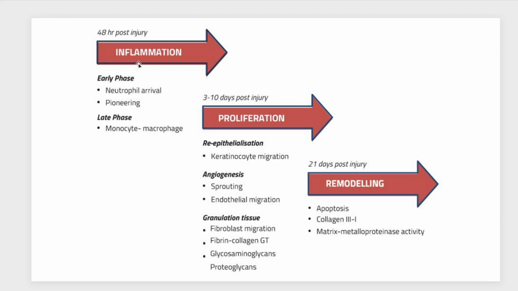So that's what we see here. Inflammation in that early phase, we have neutrophil arrival. We said they were the first, or pioneering, WBCs. And then in our late phase, we have the monocytes, or the macrophages. So we have the proliferation phase, and then we have the remodeling phase.